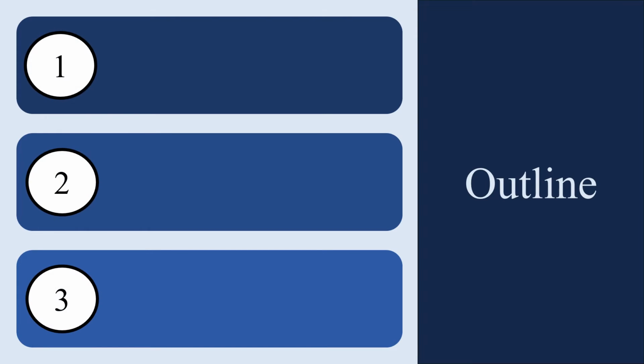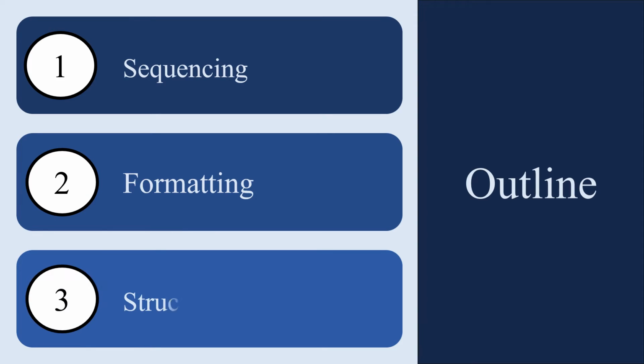In order to provide a strong foundational understanding of how to structure a reference page in APA style, we've broken down the reference page into three categories. First, we're going to cover sequencing. Second, we'll cover formatting. And third, we'll cover structure.